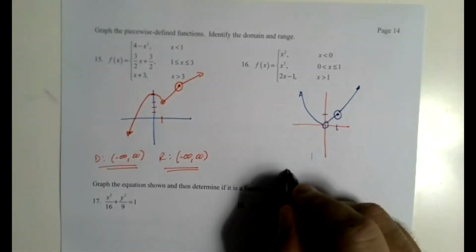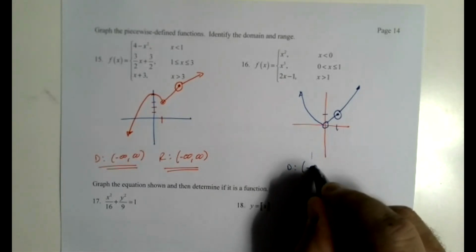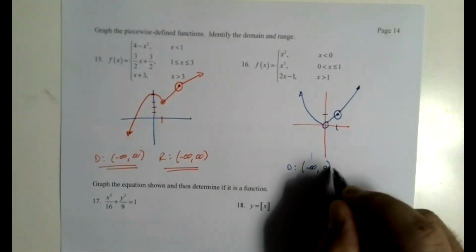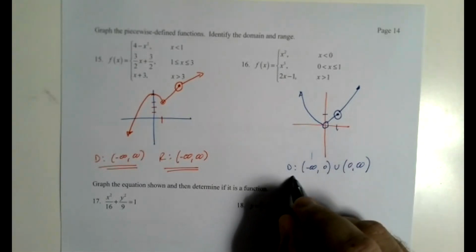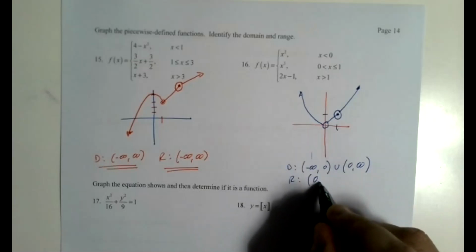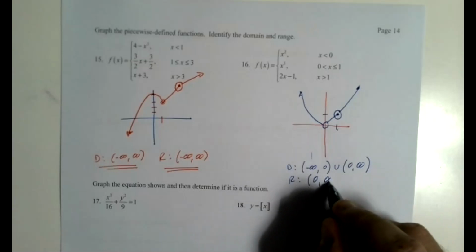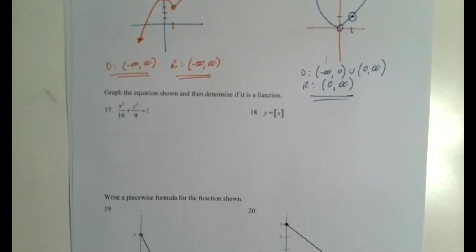Okay, so domain is negative infinity to 0, not inclusive, 0 to infinity. And range is not inclusive, 0 all the way up to infinity. And let me make sure I'm happy with that. Yep, looks good. 8. Graph the equation shown, determine if it is a function.